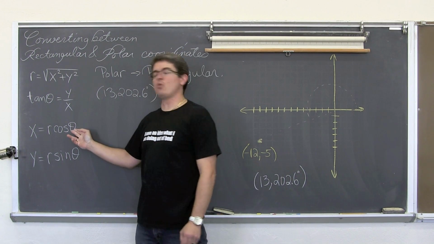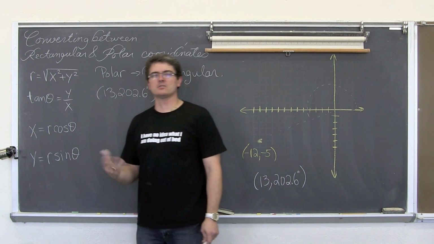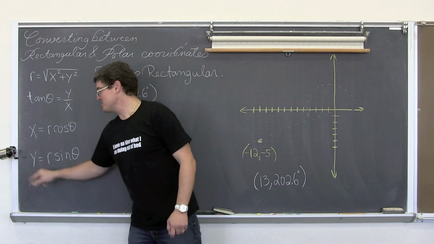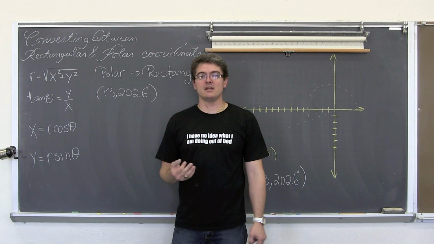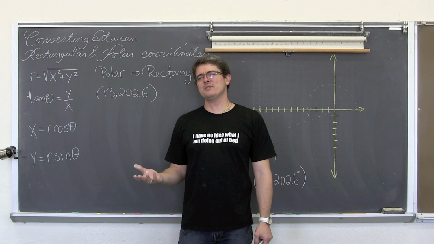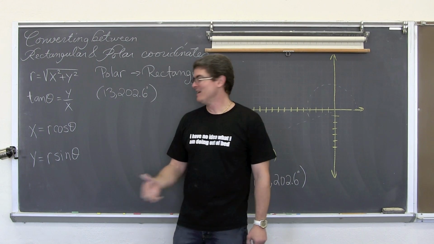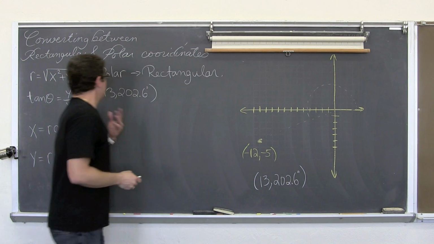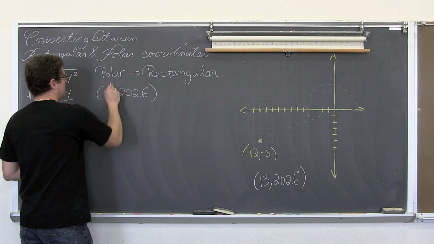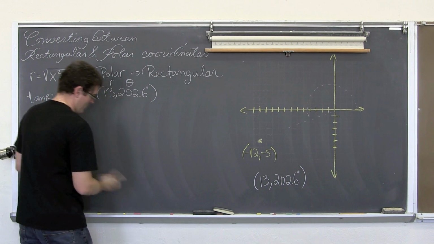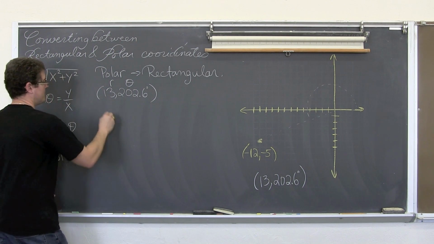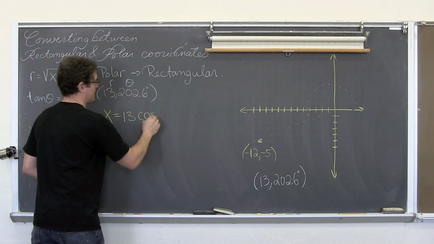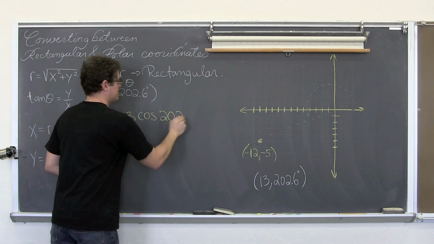Now, if I take this equation and I divide both sides by r, don't I get the cosine of theta is x over r? If I divide both sides by r, don't I get the sine of theta is y over r? Have we not known that now for a couple of chapters? So, no new formulas for these conversion problems. Okay, so this is r, this is theta. We want x and y, so x is going to be 13 times the cosine of 202.6.